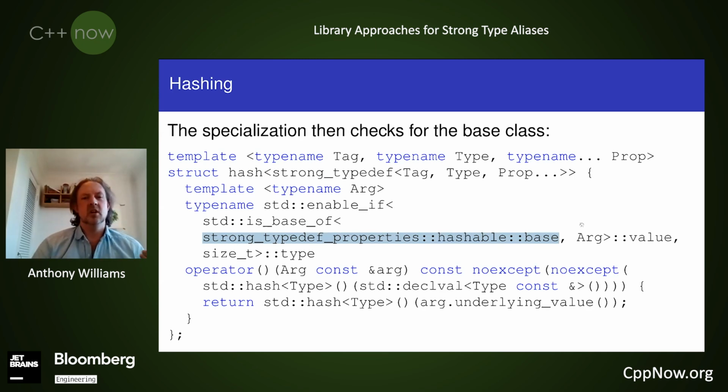That way, yes, there's a specialization, but if you haven't explicitly requested hashable as one of your properties, then there won't actually be a function call operator, so it won't be usable as a hash function.